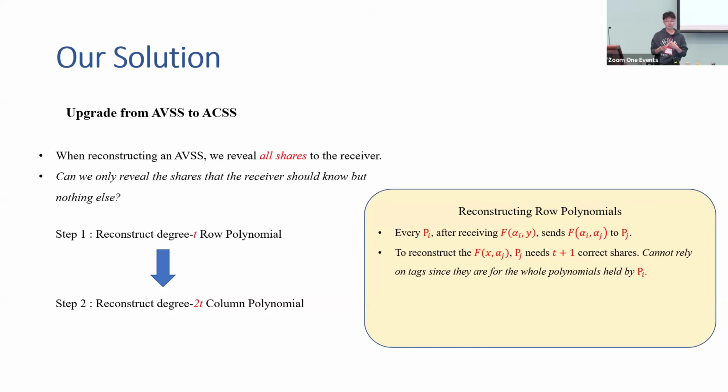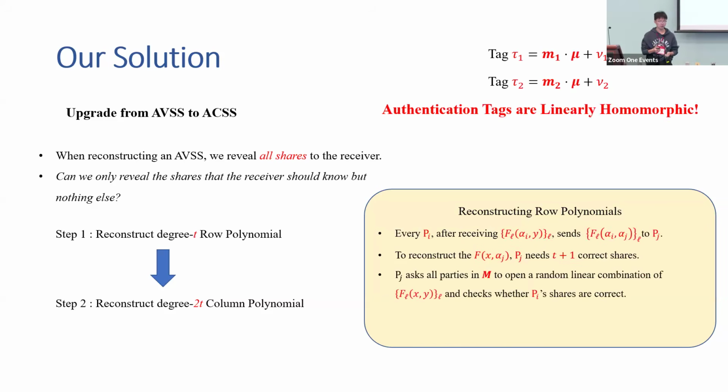So PJ can only expect to receive 2T plus 1 shares and cannot use error correction to recover his row polynomial. So here we will use the authentication tags, but the tags cannot be directly applied here because this is just one value, not a column polynomial. To solve it, our observation is that when the long-term key is the same, the authentication tags are linear homomorphic. So we can let all parties send a batch of values to the receiver PJ. And PJ will ask all parties in M to reconstruct a random linear combination of the bivariate polynomial. This reconstruction process can be considered as a reconstruction process of AVSS, so this can be finished with the help of the tags.